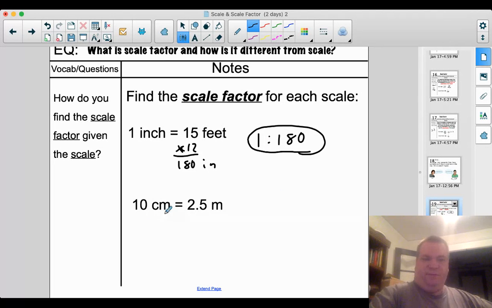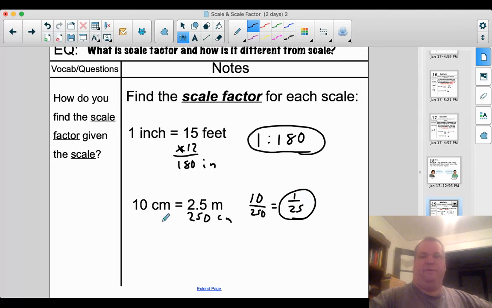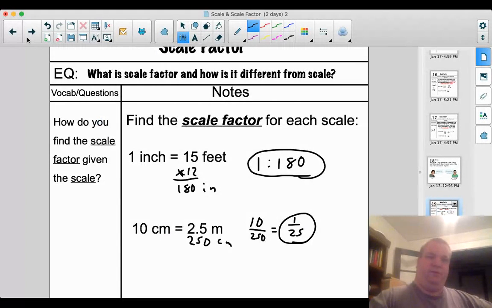For this one, we got centimeters and meters. Again, I'll make this 250 centimeters, multiply by 100. Then I have 10 to 250. But like always, it's a ratio, which means we want to reduce it if we can. I can divide both of those by 10. I get 1 to 25. It's nice we can get the 1 on top, so we can just say it's this many times bigger in real life. Hopefully those are the ones you got.